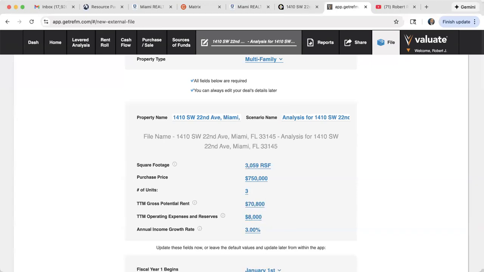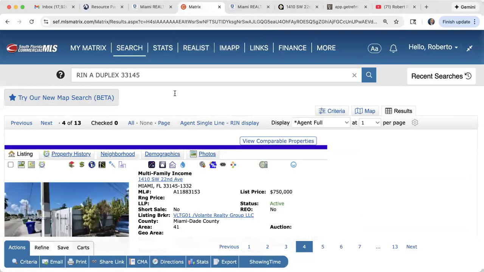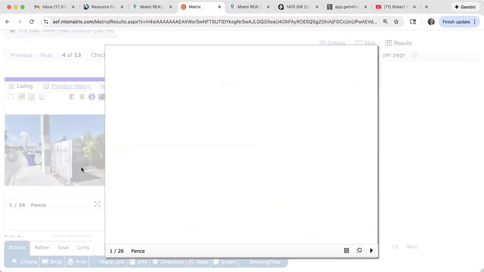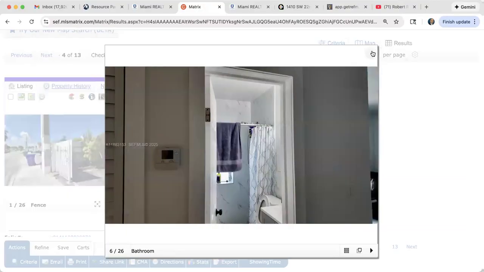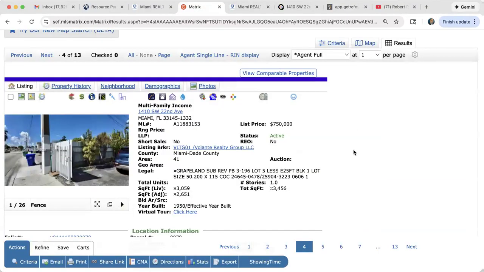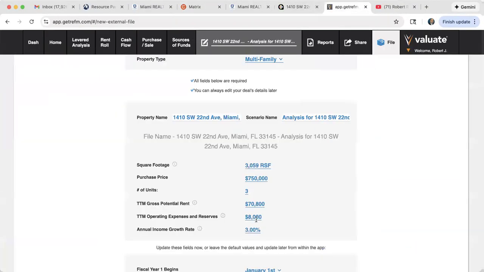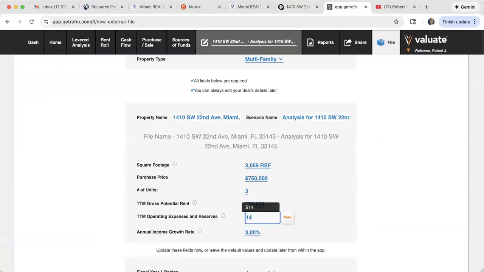Okay, insurance on a property like this is probably going to run somewhere around $6,000 or right around there. Okay, so let's go ahead and say $6,000 more. Now we're at $14,000.